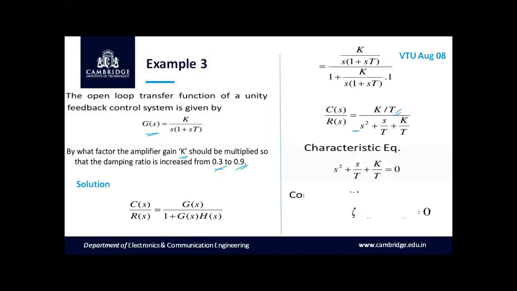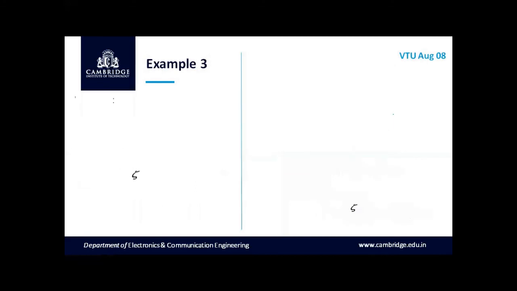So let us compare it with the standard second order system, which is given by s square plus 2 zeta omega n s plus omega n square is equal to 0. So 2 zeta omega n is 1 by T and omega n square is K by T. So we get 2 zeta omega n is equal to 1 by T. I have taken it from the previous slide, and omega n square is equal to K by T. So omega n will be equal to square root of K by T.